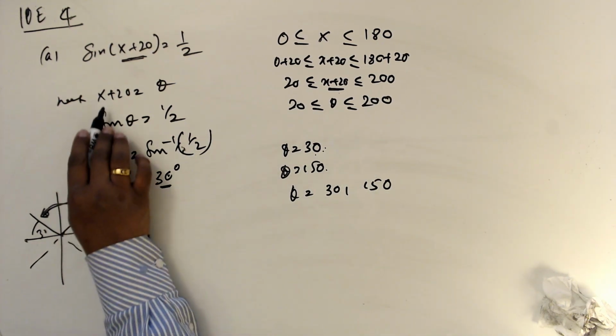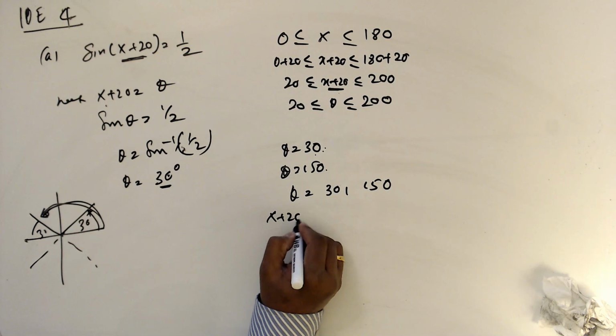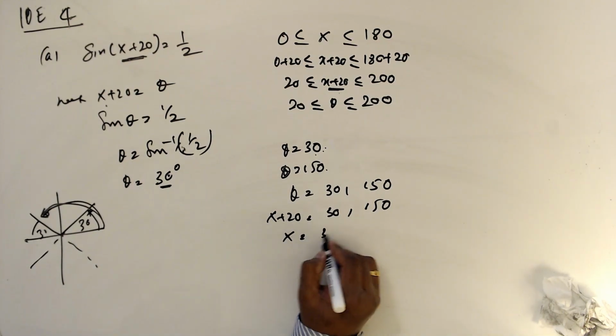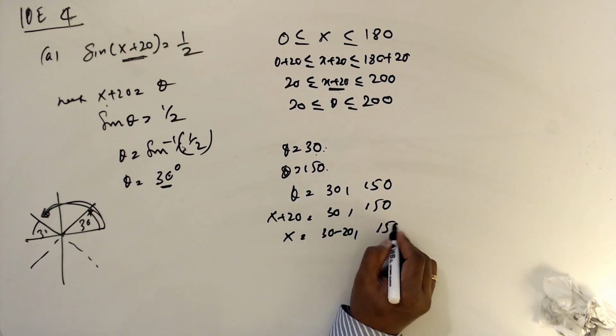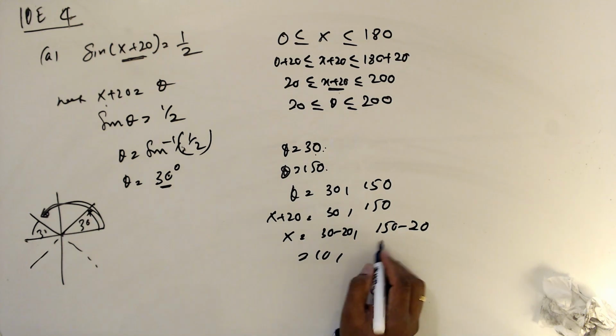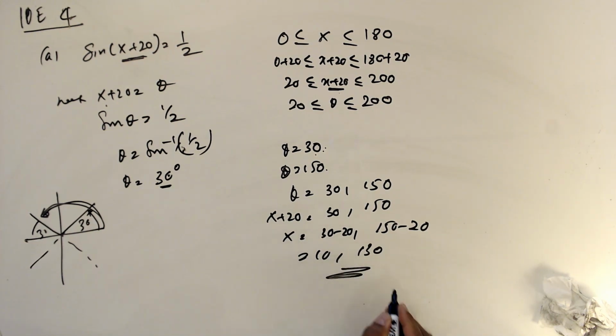Now replace theta: x plus 20 equal 30 and 150. x equals 30 minus 20 and 150 minus 20. So this is 10 and this is 130.